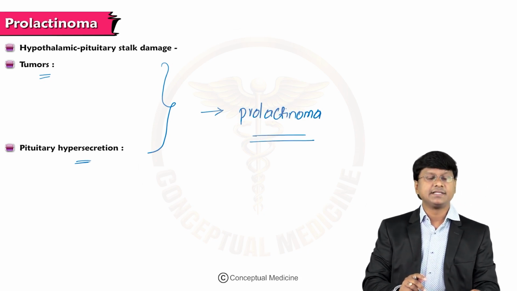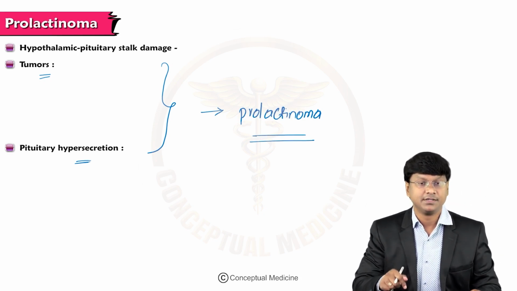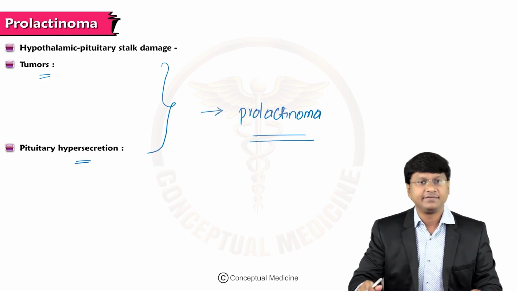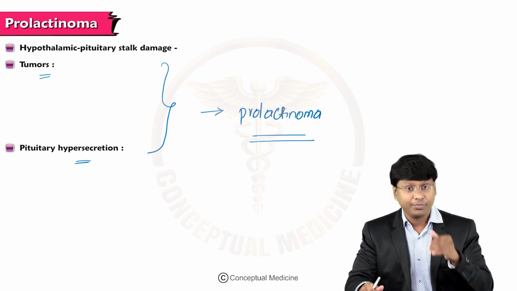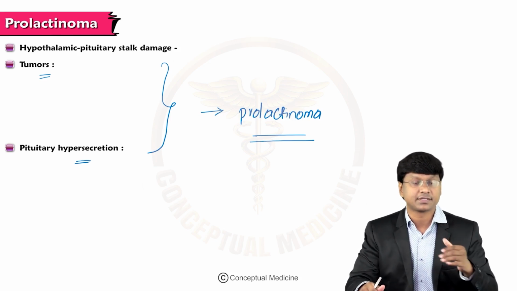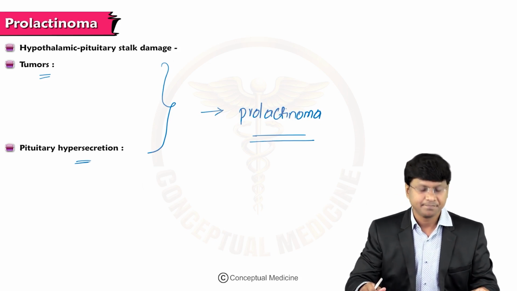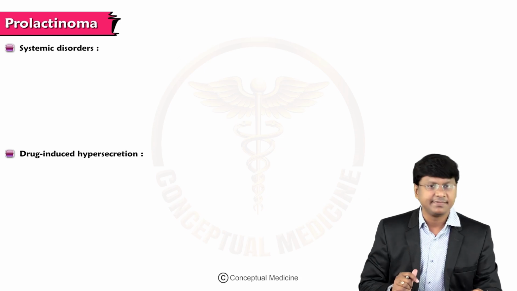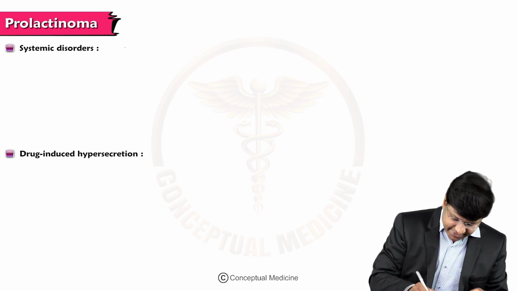Right, that can occur in scenarios of the prolactinoma. So in prolactinoma, this is the most common pathological condition where the individual can have hyperprolactinemia. Then followed by that, the systemic disorders. Systemic disorders include chronic renal failure.